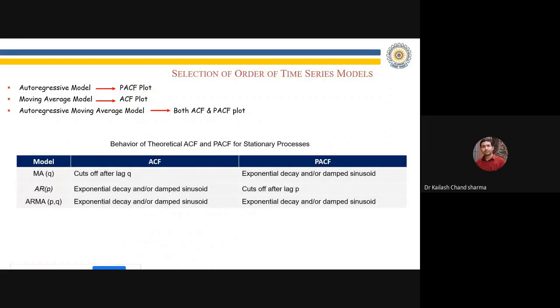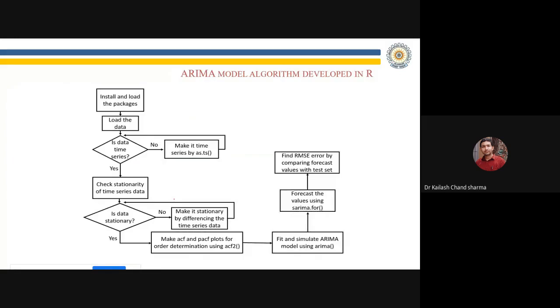Now, how can we decide the order? The order of the autoregressive model we can define by using the PACF plot, the moving average by the ACF plot, and for the ARMA model, both ACF and PACF. These are some sets of rules. If the ACF plot for the data set has lags that cut off after lag q, then the order of the moving average is q, and the PACF shows exponential decay or damped sinusoid. For AR it is just the opposite, and for ARMA, both show exponential decay or damped sinusoid.